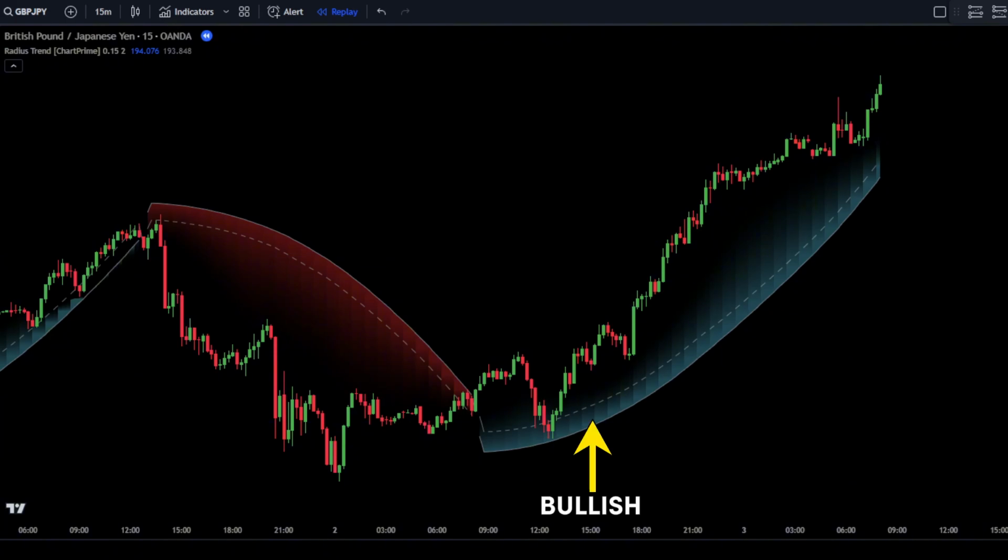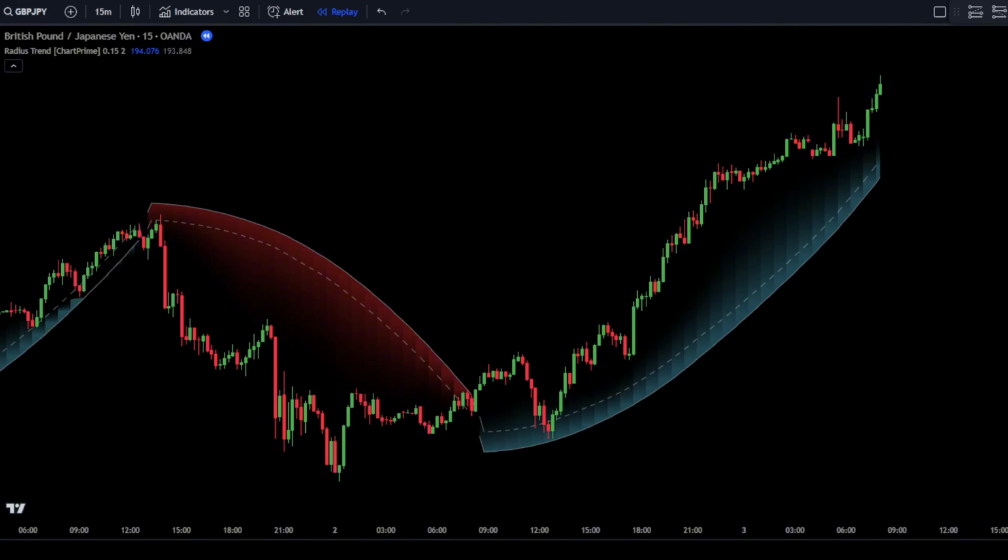If the Radius Trend indicator is green, that's a sign of a bullish trend. In this situation, your main focus is finding the best point to place a buy order. On the other hand, if the Radius Trend indicator is red, that's a sign of a bearish trend. In this situation, your main focus is finding the best point to place a sell order.